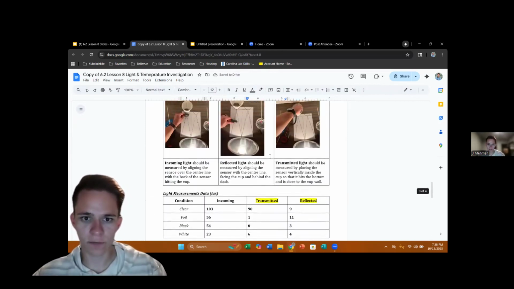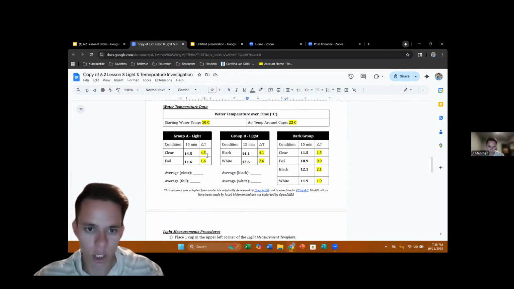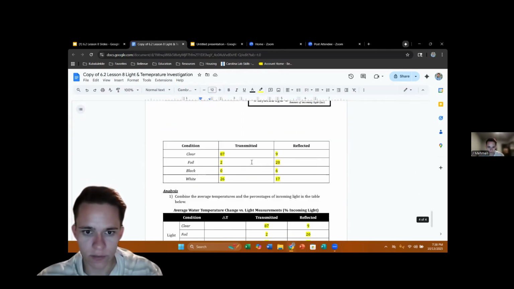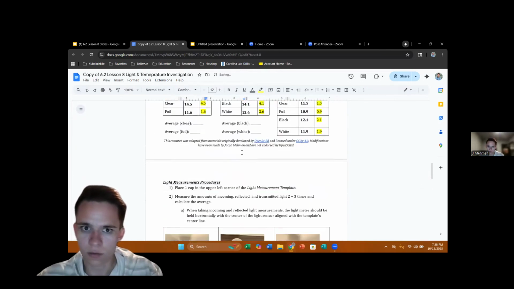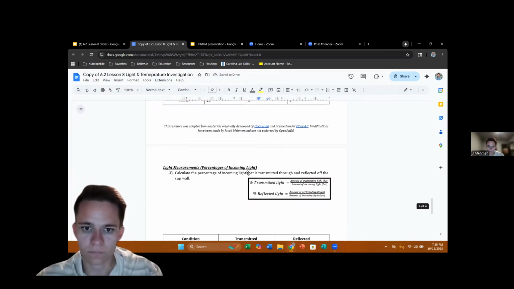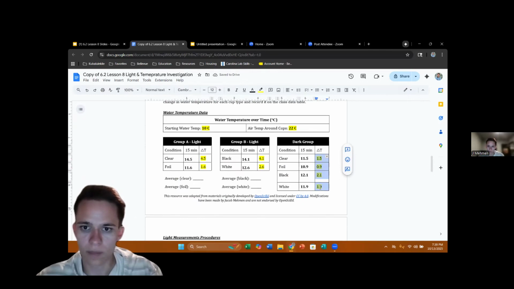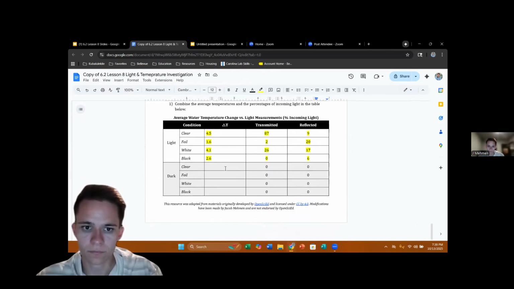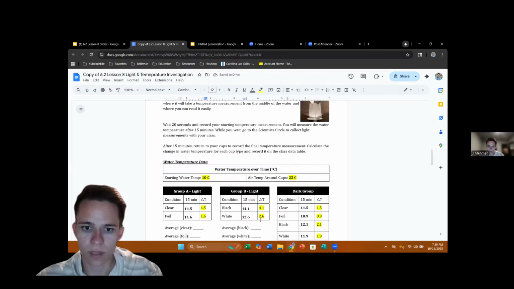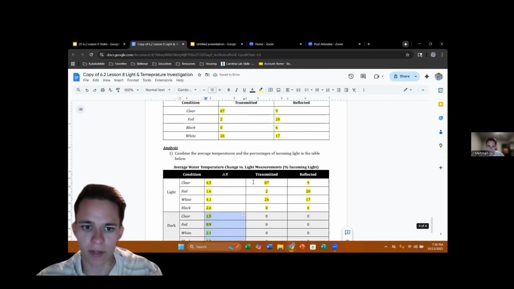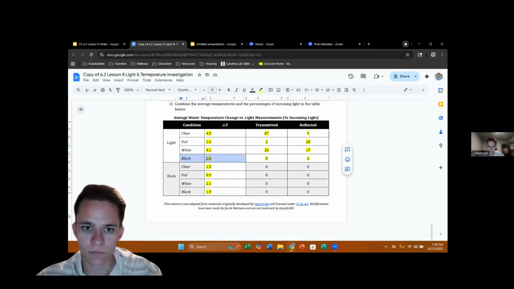And then I need to transfer my delta t's that I had up here. We'll do our light group first. And then we'll do the dark group. Remember, my black and white are switched, so I'm going to have to remember to switch those numbers. I don't know why it's set up like that. It'd probably be better if it was all the same.